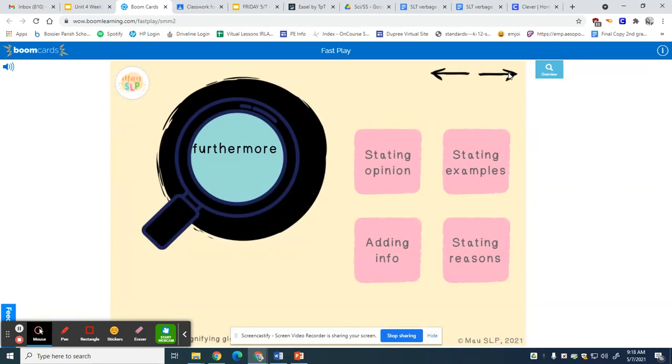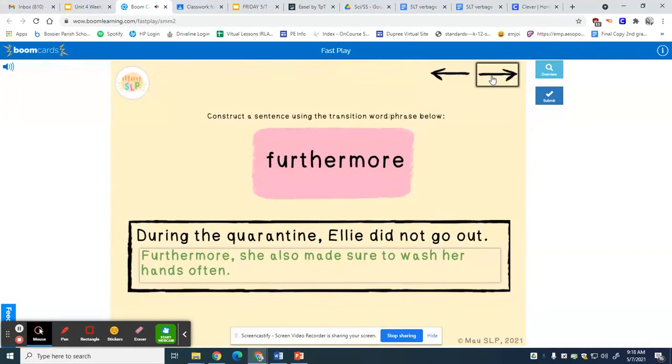Furthermore, when we read that, is the author going to be stating opinion, stating examples, adding info, or stating reasons? The author will be adding info. Here's a good example. It says, during the quarantine, Ellie did not go out. Furthermore, she also made sure to wash her hands often.